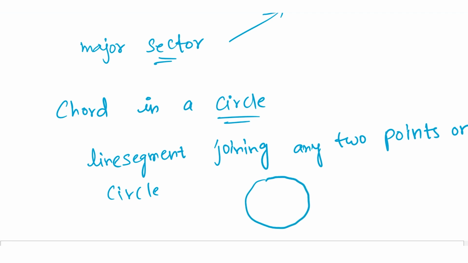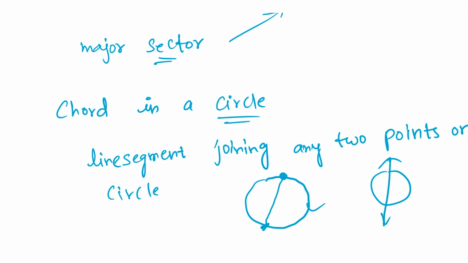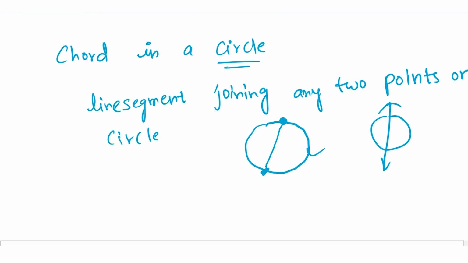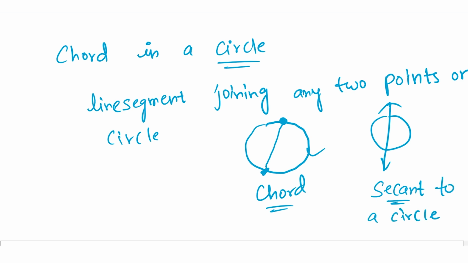Let's say there is a circle like this. You join any two points. If you join them, this line segment is called a chord. It is not a line. A line will be something like this. A line segment is finite. A line is not. This line segment is called a chord, but this line is called a secant to the circle. So you understand the difference between a chord and a secant?